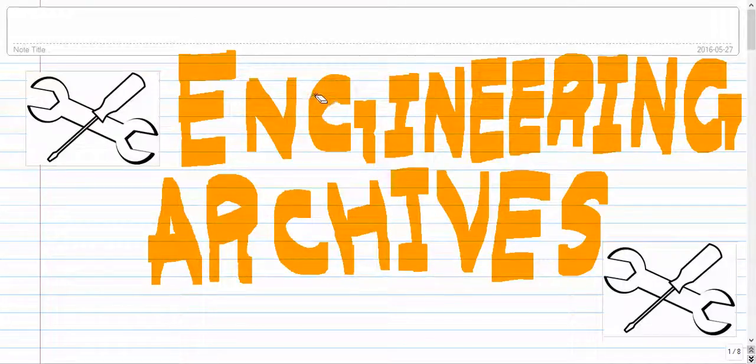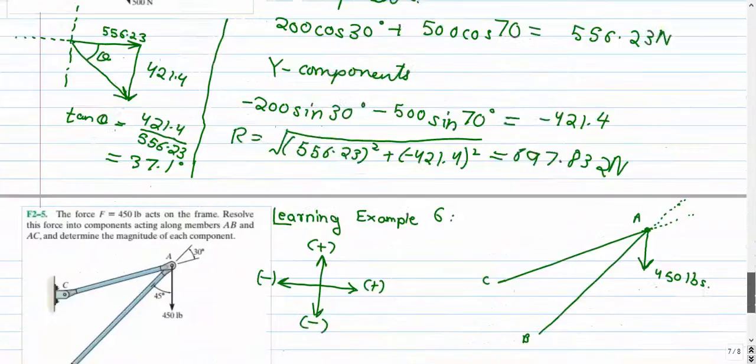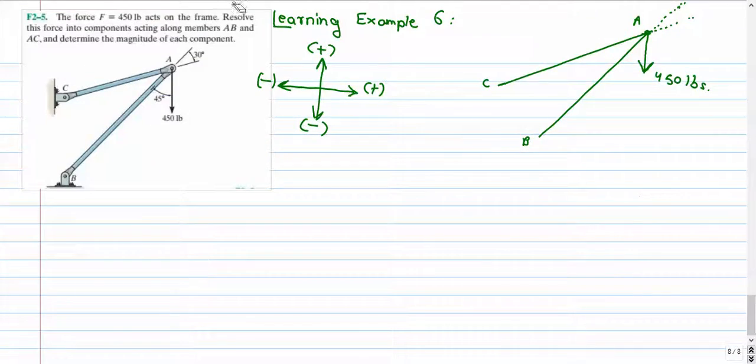Today we're going to look at example number 6. This example basically asks us to find the components of the 450-pound force. And it gives us a set of axes that are not perpendicular to each other. As you can see in the diagram, the angle between the two axes is 30 degrees instead of 90 degrees. So here I have drawn these axes the way they would look.